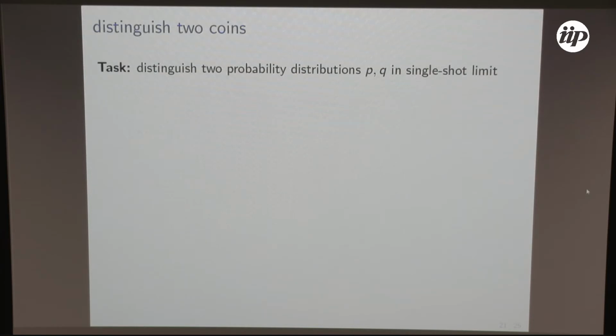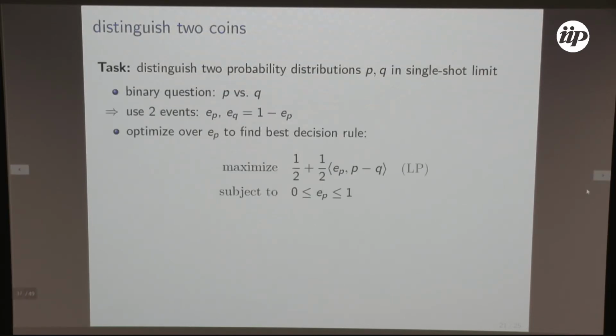Like for coins, the event heads and then the event tails. And we can base our optimal strategy on these events. And since probability distributions can always be represented as non-negative real vectors, this optimization problem is actually a linear program. Because the evil guy is asking you the question, which coin did you get? And so there's only two outcomes.